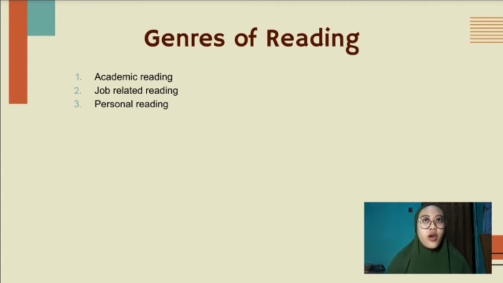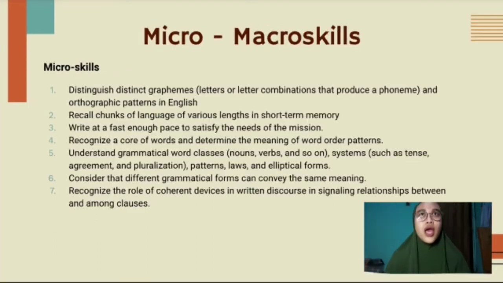There are three genres of reading. First, academic reading. For examples, professional journal articles, essays, papers, and others. Second, job-related reading. For examples, messages, letters, emails, and others. Third, personal reading. For examples, novels, forms, questionnaires, texts, notes, and others. The micro and macro skills that I will mention reflect the range of possible reading comprehension assessment objectives.